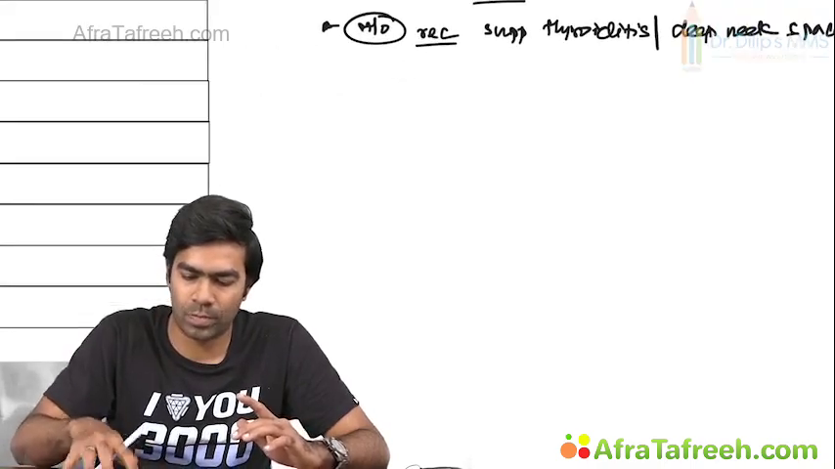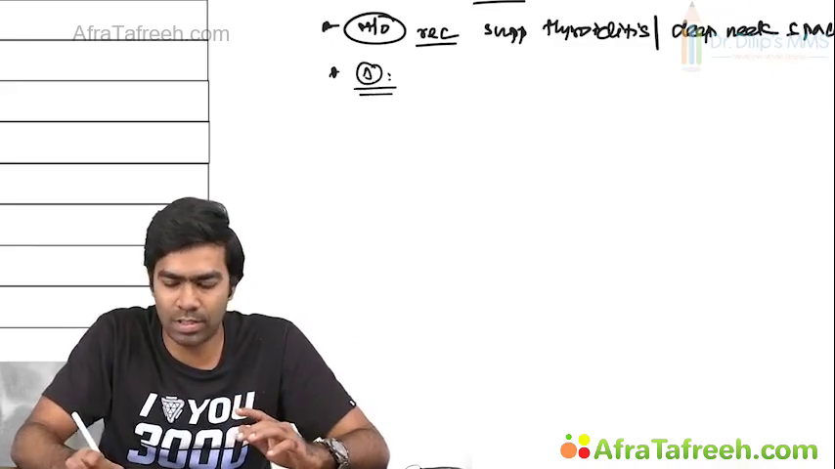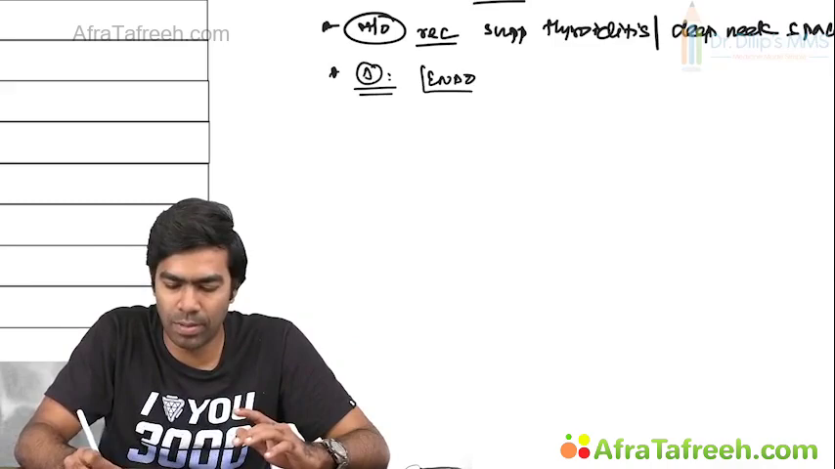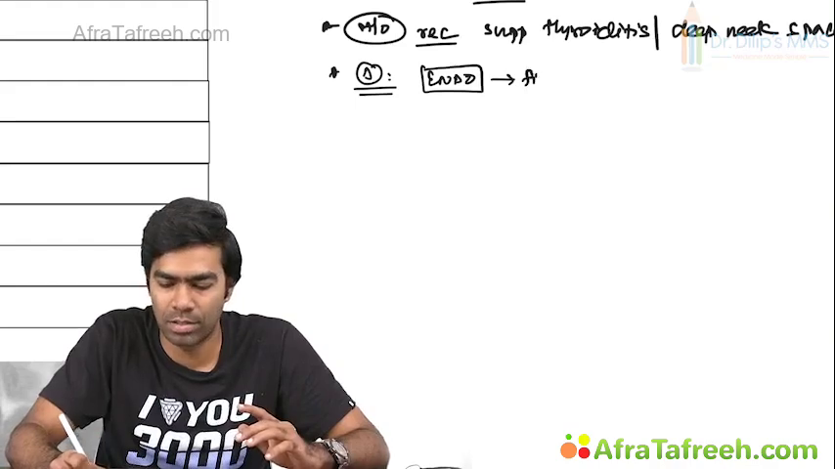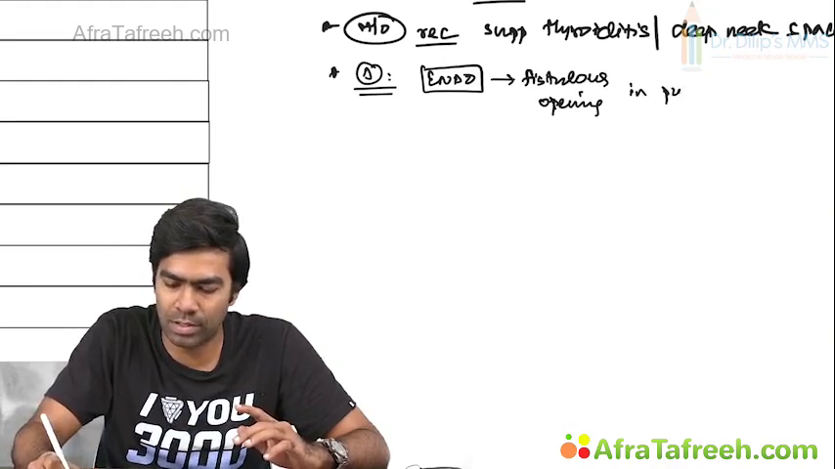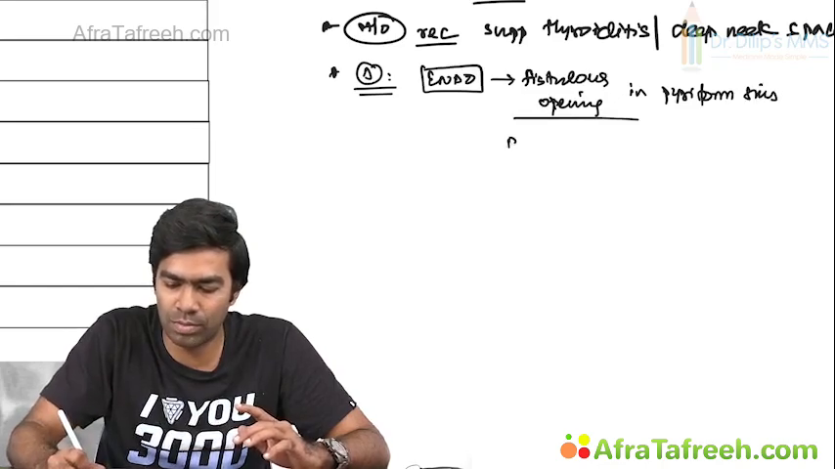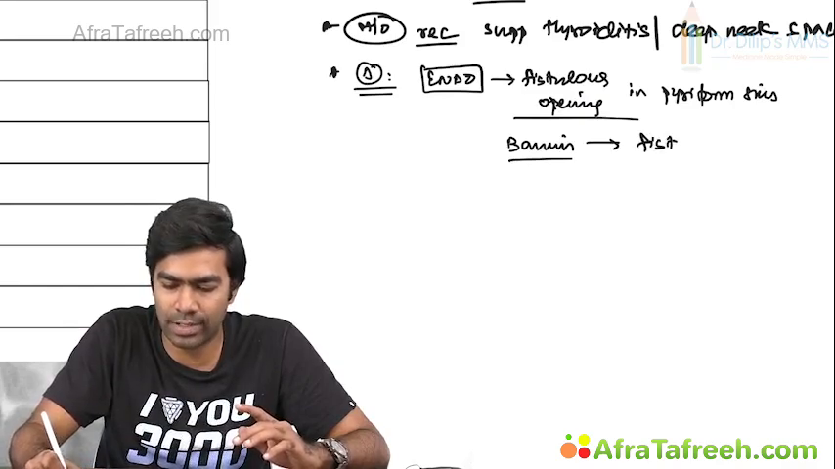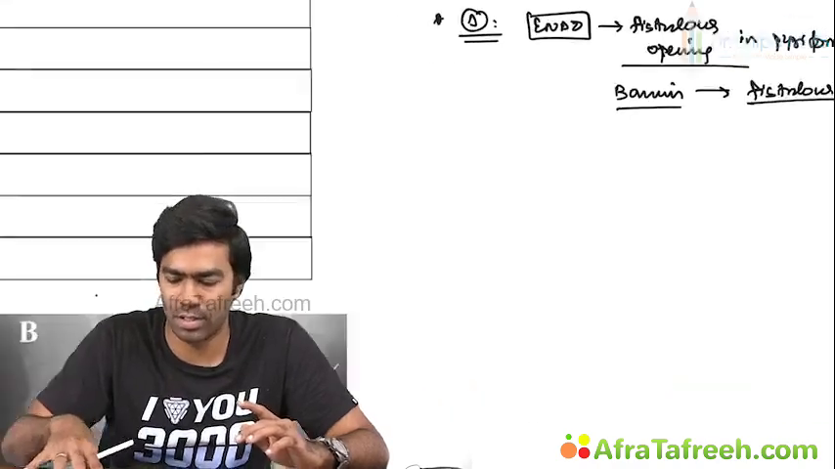Fine. What is the diagnosis? Diagnosis is usually made by two investigations. You can use endoscopy, where you can prove the fistulous opening in the pyriform sinus. You can prove one of the fistulous openings located in the pyriform sinus. Or you can prove it by barium also, where barium will show the fistulous tract to the thyroid from the pyriform sinus.